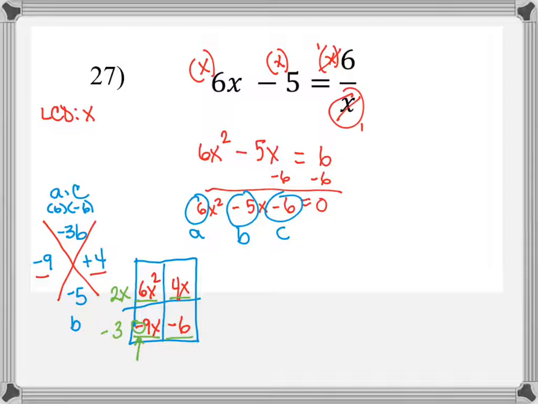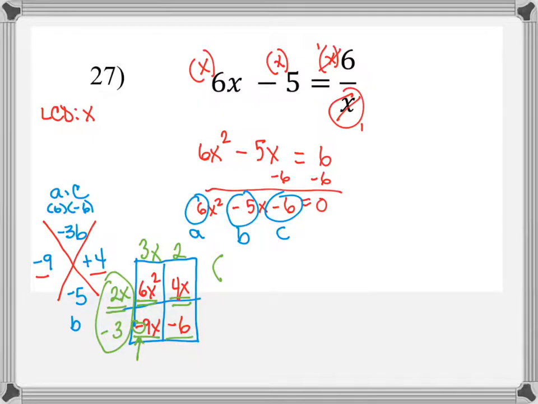So I can do the same thing with my columns, or I can say, if I'm looking at my first row, 2x times what is 6x squared? That'll be 3x. 2x times what is 4x? That'll be 2. If I were to test it with the bottom row, negative 3 times 3x is negative 9x. Negative 3 times 2 is negative 6. Okay, now we have enough to write our factors.